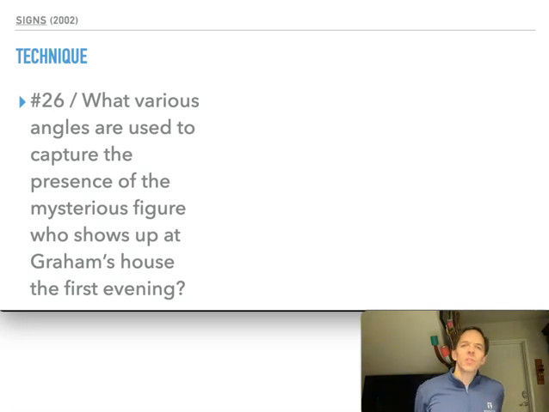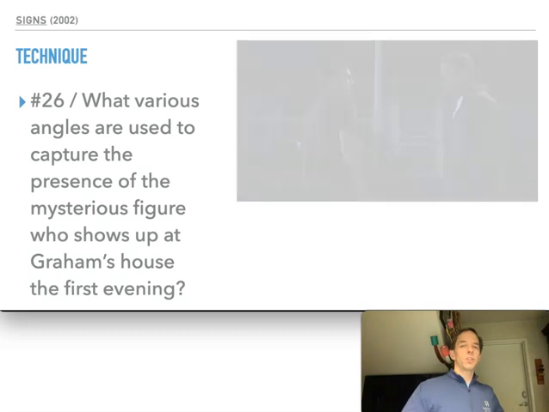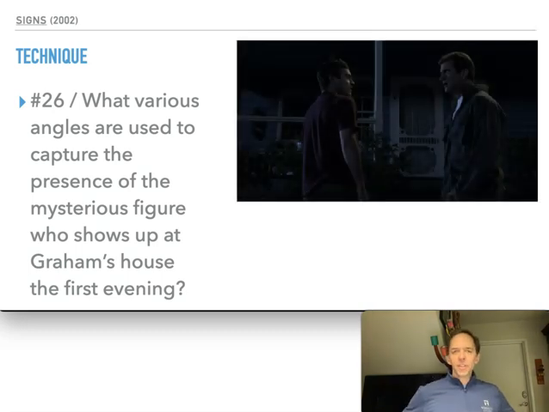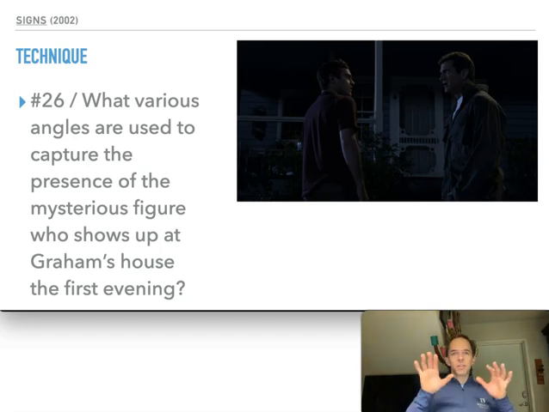What angles are used to capture the presence of the mysterious figure? This is the alien who shows up. Well, this is right after Meryl and Graham have run around the house yelling, right, to try to scare off neighborhood boys, which is what they're presuming at this moment. So the angle is slightly low, looking up at them, that grants them more agency, right? That's what low angles tend to do. Though not always in Shyamalan's work. Sometimes it just creates a sense of intimacy, because he uses low angles that are close-ups sometimes.